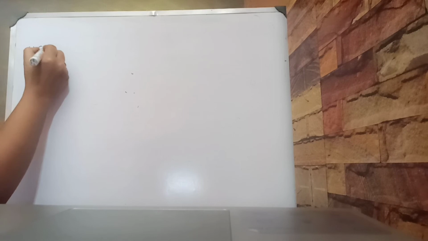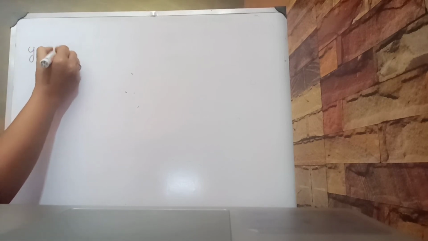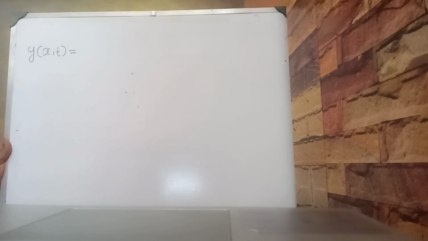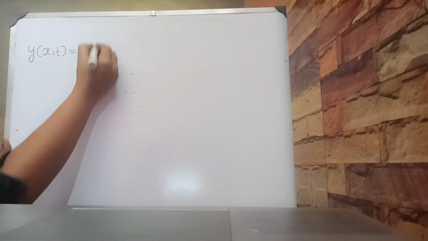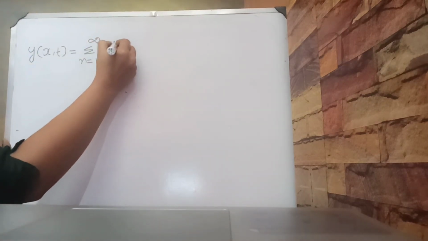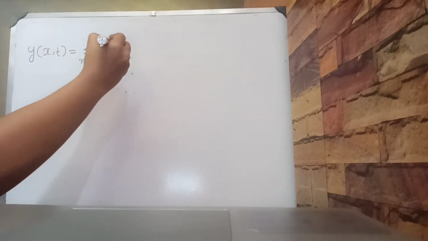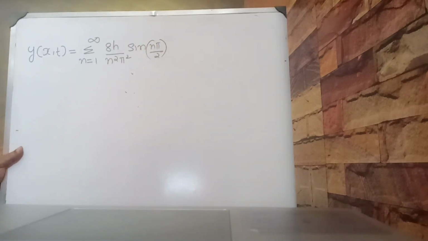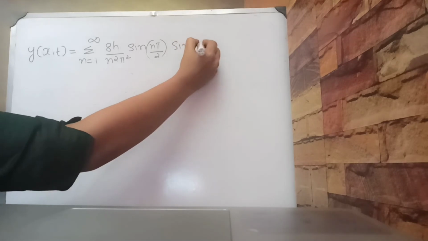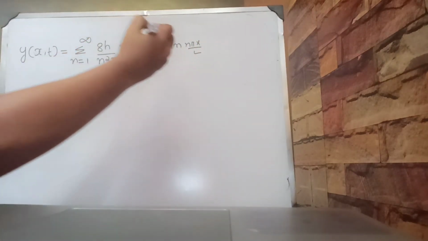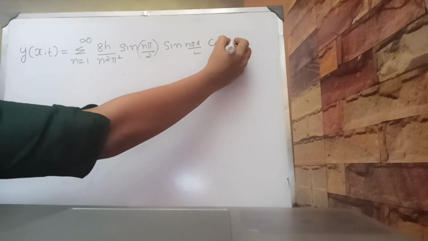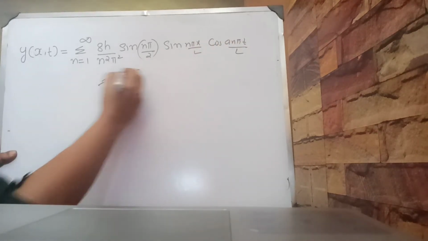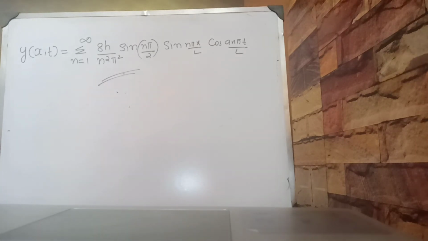When we substitute the value of an in our equation number 5, we get the final solution of the wave equation for this particular problem as y of x,t is equal to sigma n is equal to 1 to infinity an, where an is 8h by n square pi square into sin n pi by 2, into the remaining terms, that is sin n pi x by L into cos a n pi t by L. So this is the displacement function for this particular problem.